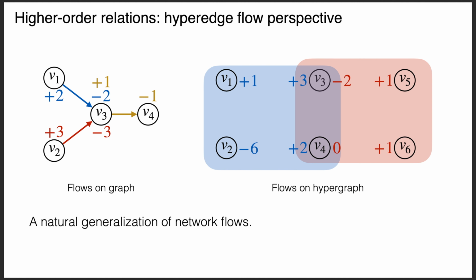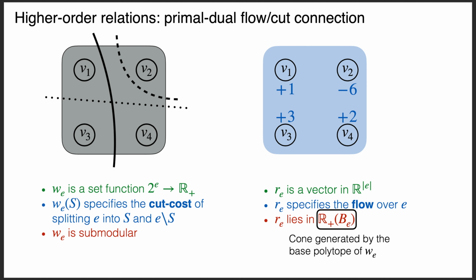But before we get into details, I want to show you this comparison, which shows that the definitions we talked about are actually a natural generalization of network flows to hypergraphs. As a recap, we have introduced a primal dual view of the modeling of higher order relations. From a cut perspective, we have a set function that specifies the cut cost of splitting a hyperedge into two parts, and we require the function to be submodular.